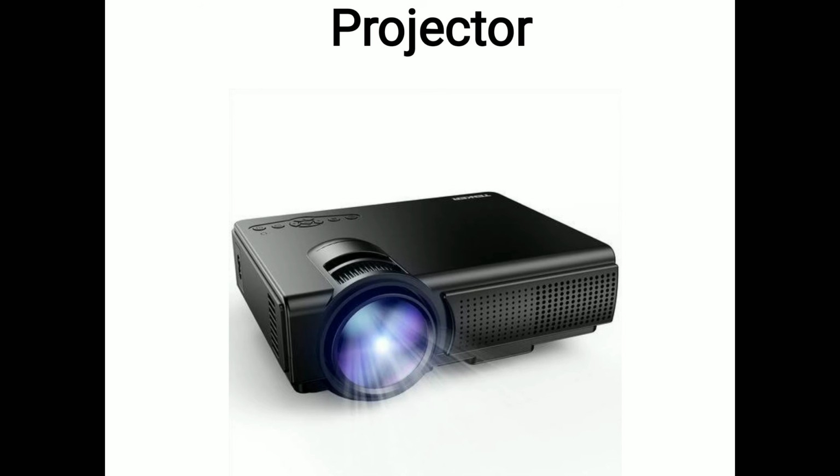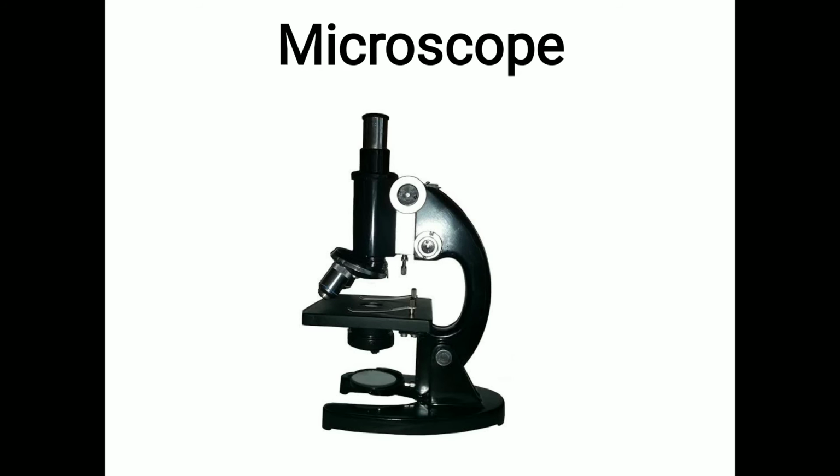A microscope is a laboratory instrument used to examine objects that are too small to be seen by the naked eye. Microscopy is the science of investigating small objects and structures using a microscope. Microscopic means being invisible to the eye unless aided by a microscope.